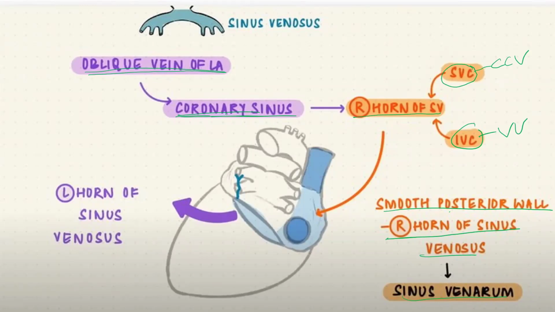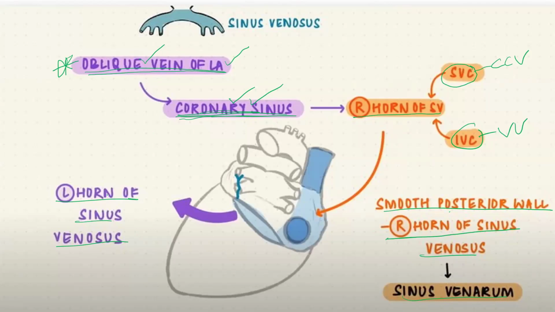Oh, what did I say? No, coronary sinus and oblique vein of Marshall actually come from the left horn of sinus venosus, not the right. Sorry for that. I need to confirm this because I've seen it in some articles, but not in any of the approved anatomical text. But for now, the one which I'm sure is coronary sinus. So just write coronary sinus.